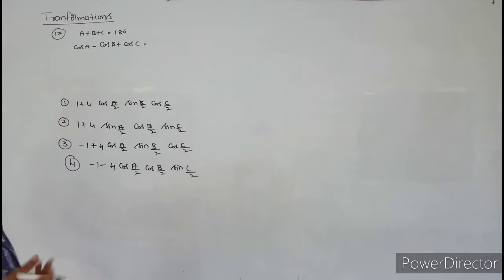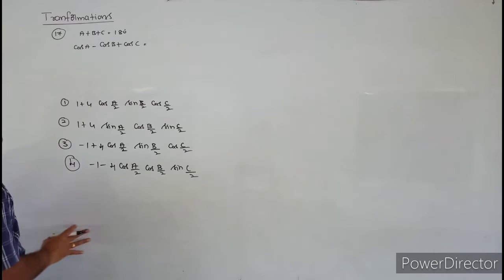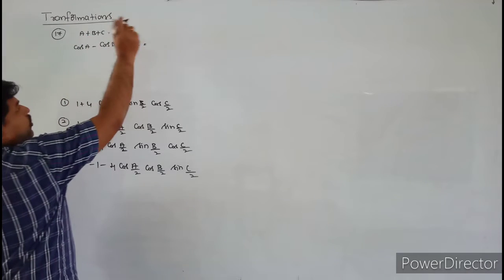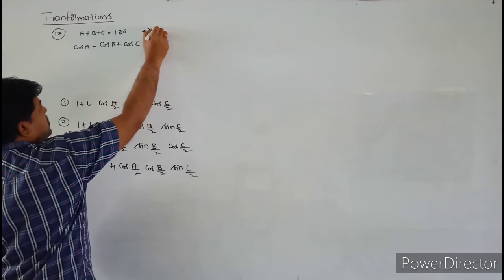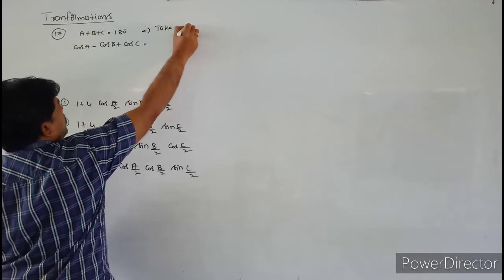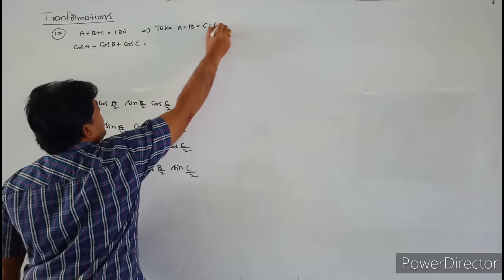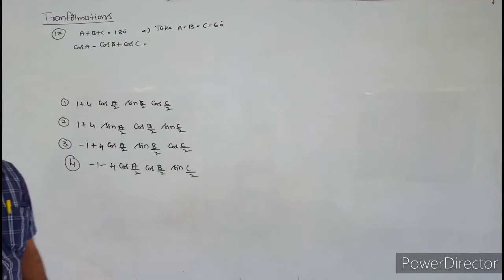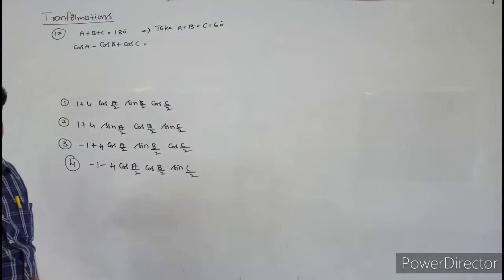So see this question, students. We already did this type of question. What I told you first: if A plus B plus C is equal to 180, then what we will take first? Take A equal to B equal to C equal to 60 degrees.